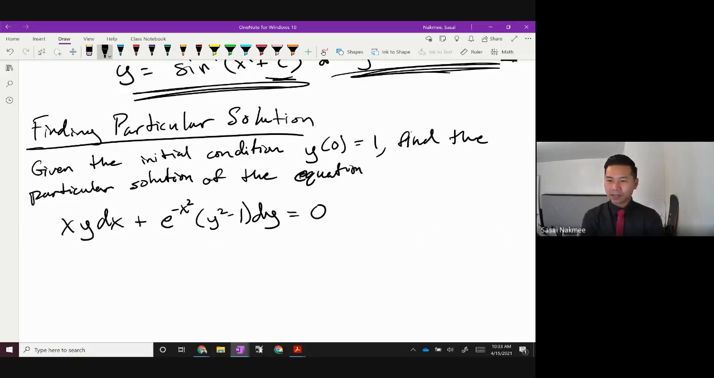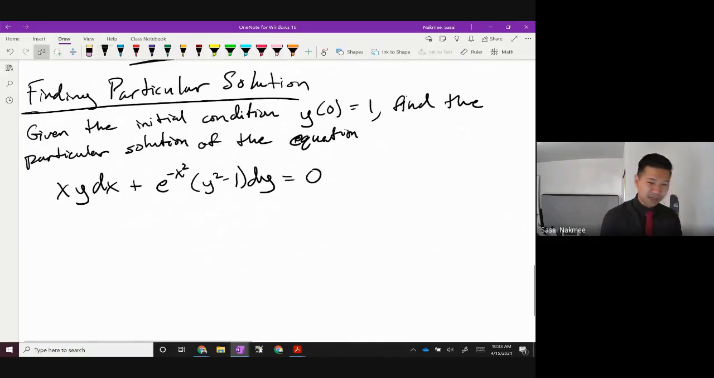Is this going to be easier or hard to separate the x's and the y's? I need to get all the x's on one side. I need to get all the y's on the other side. How hard is this going to be? What do you guys think? Looks difficult, doesn't it?